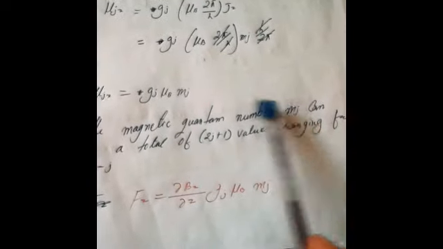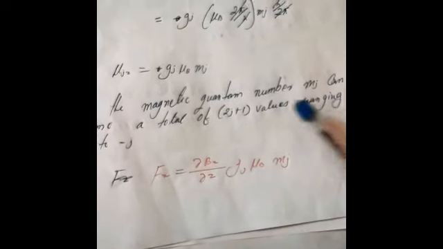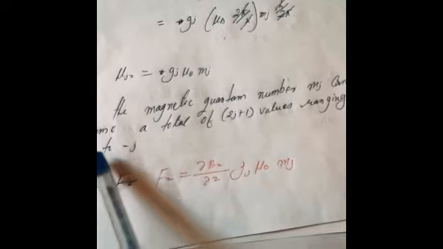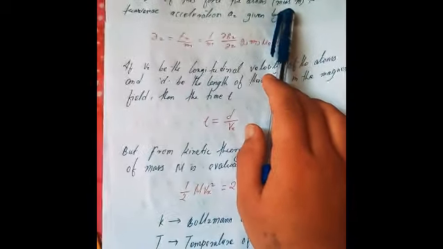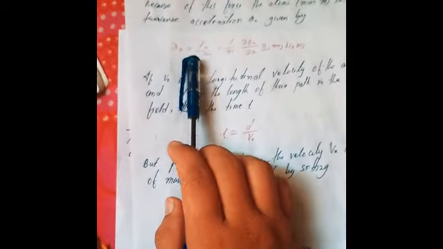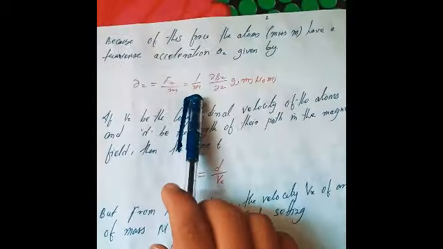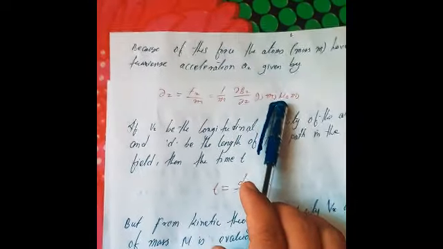where the magnetic quantum number mj can assume a total of 2j plus 1 values ranging from plus j to minus j. Then Fz equals ∂Bz/∂z gj μB mj. Because of this force, the atoms of mass m have a transverse acceleration az given by az equals Fz/m equals 1/m ∂Bz/∂z gj μB mj.